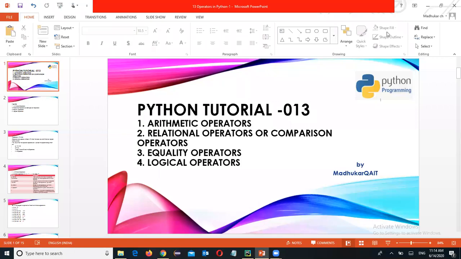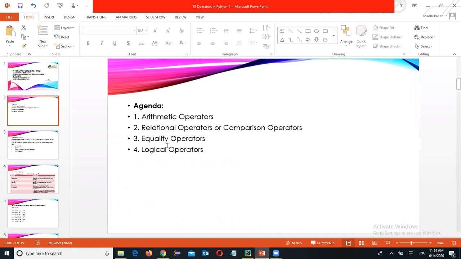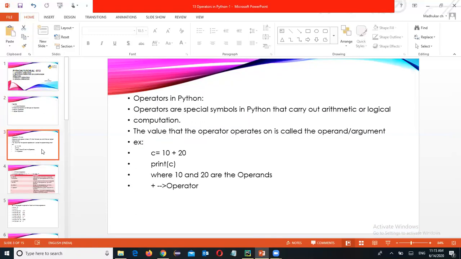Hi, welcome back. Today we are going to discuss the operators in Python, like arithmetic operators, relational or comparison operators, equality operators, and logical operators. The operators concept is very important in any programming language. So try to concentrate. It is very simple, and you need to practice it with examples to see how the output comes.